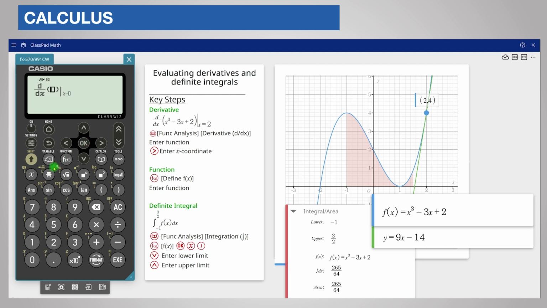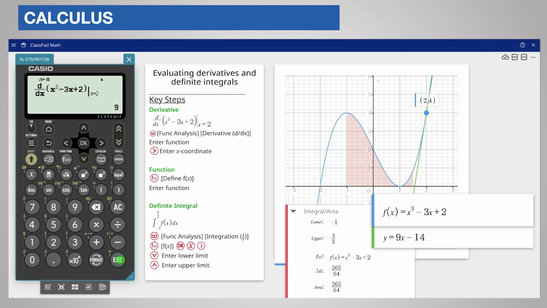Enter the function into the derivative, remembering to use the dedicated X key and to scroll out of the index when entering the subsequent terms. Now scroll right to enter the x-coordinate of the tangent to the curve, which is 2. Press the Execute key to complete the calculation. The gradient of the curve at x equals 2 is 9.